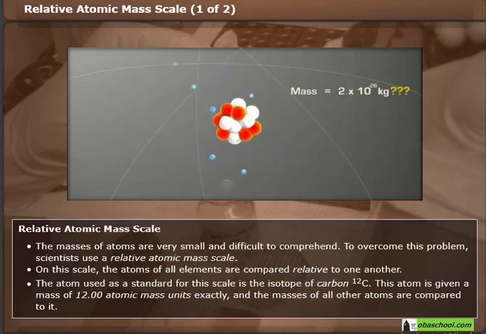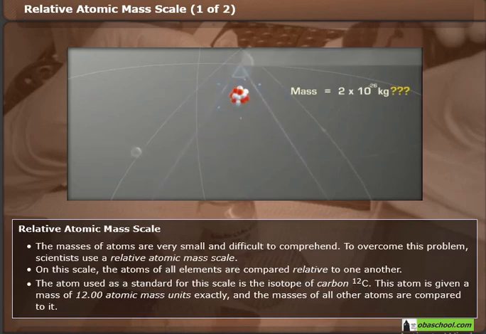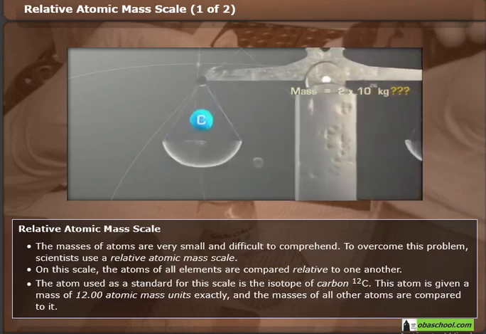Relative atomic mass scale. The masses of atoms are very small and difficult to comprehend. To overcome this problem, scientists use a relative atomic mass scale. On this scale, the atoms of all elements are compared relative to one another.